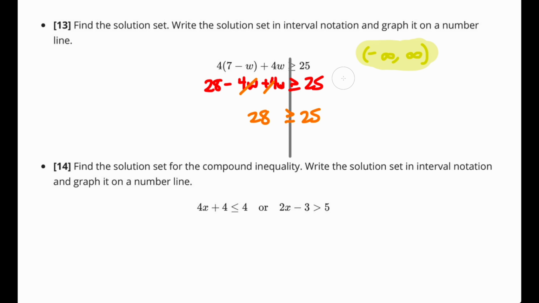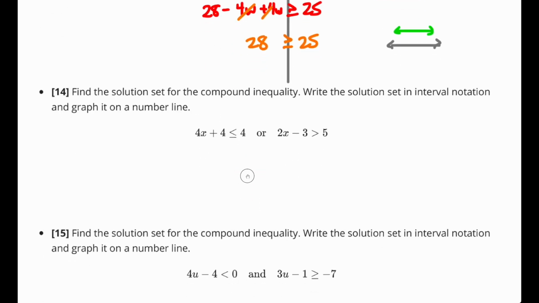Then it says graph it on a number line. It's not really exciting to graph this on a number line because you just have an arrow going to the left and to the right, basically. So there's no actual numbers that we need to worry about on this one. So you can just draw a number line going left and right. Okay, not very exciting, but that's the answer for it.